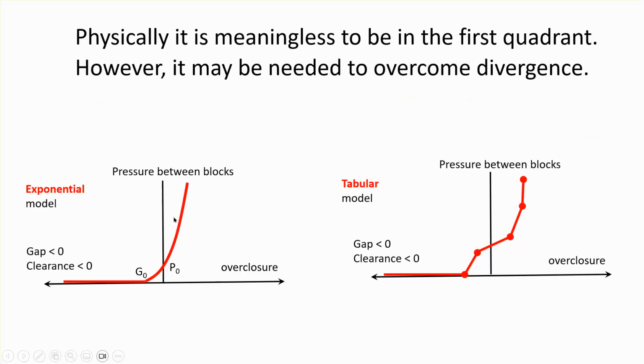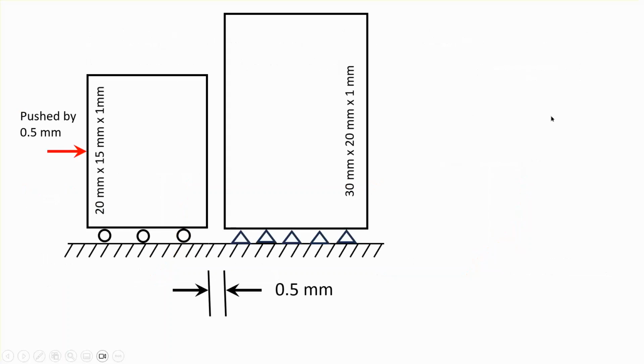So once again, exponential model, tabular model, physically not possible, but you may need it in order to resolve convergence issues or to overcome divergence. Okay, so let me do an example. This example comes from a YouTube reference that I'm having down below. I'll show it to you down below, but it'll give you an idea of how things work in the 3D Experience platform for this particular problem.